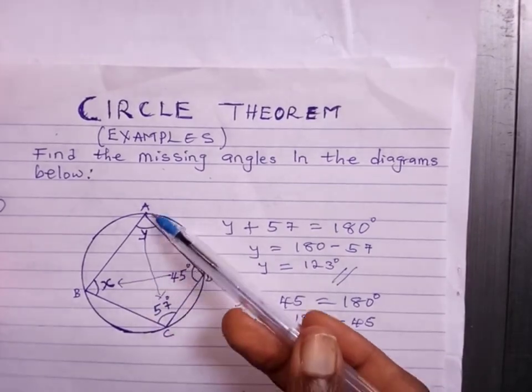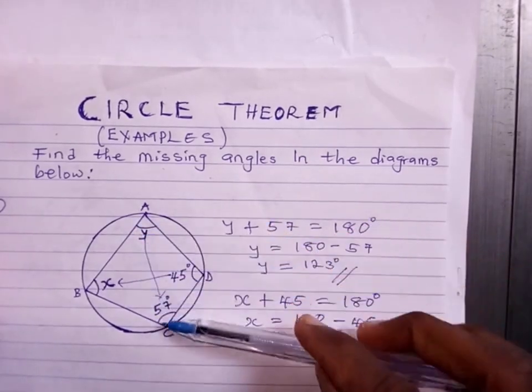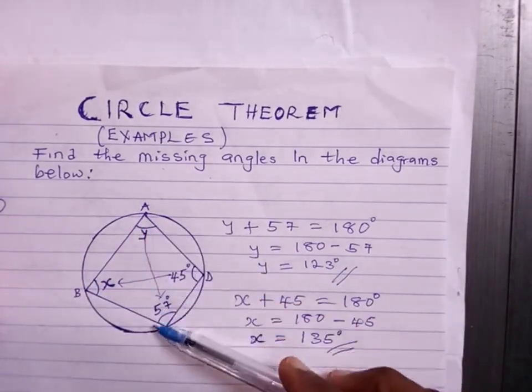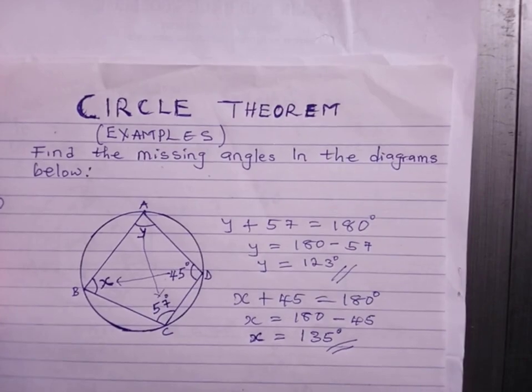So when you have a cyclic quadrilateral, theorem number 6 is what you will use. So take note that the opposite angles, when you add them up, are going to be equal to 180 degrees. Okay. All right. Let's look at the next question.